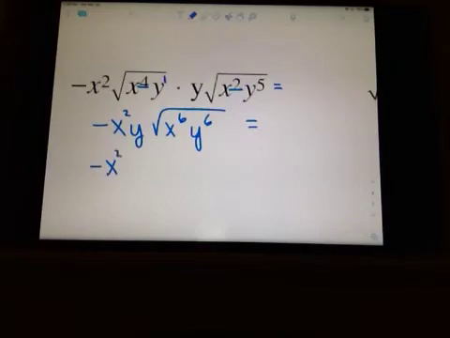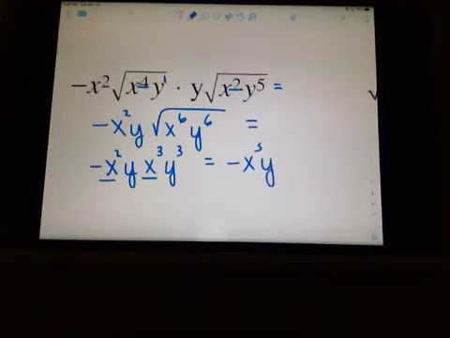So then I have the square root of x to the 6. 2 goes into 6 evenly 3 times, none left over, for both. And now I add my powers, negative x to the 5th, y to the 4th. No radical left because everything had a perfect square root.